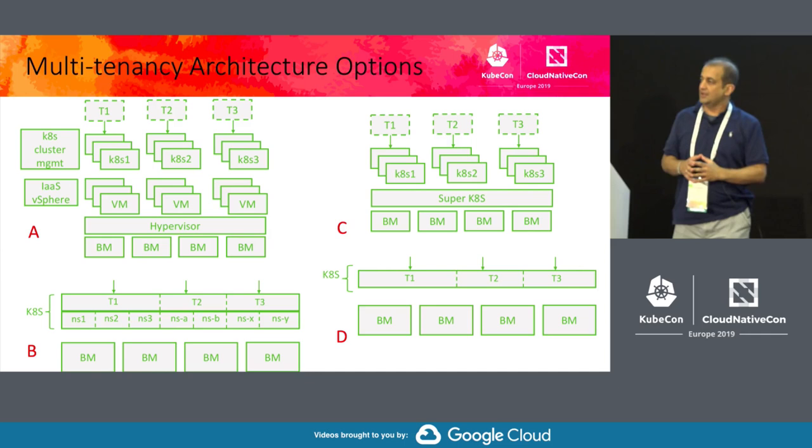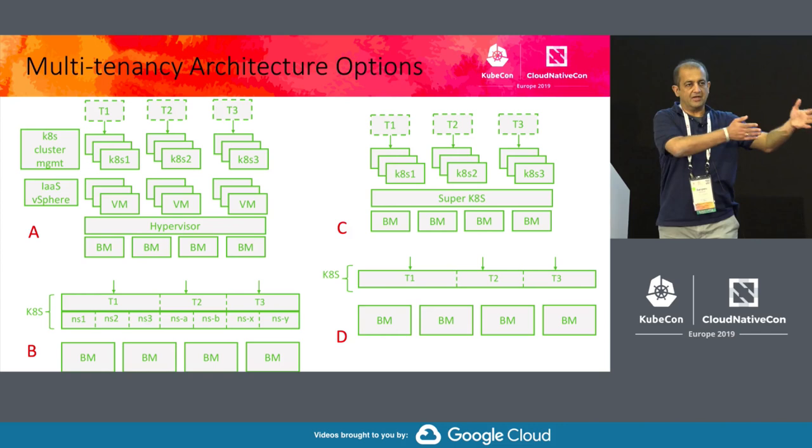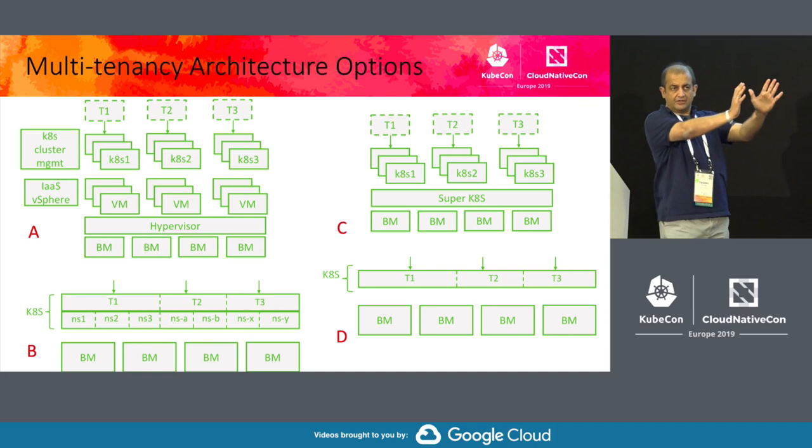And this is what a lot of customers, users, tend to start off with. I already have an IaaS. I can create one cluster per tenant using my IaaS boundaries. Let's call that option A. That's one category of architectural approach for Kubernetes multi-tenancy.